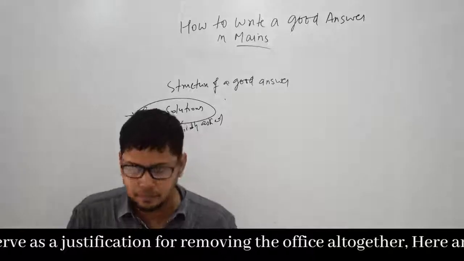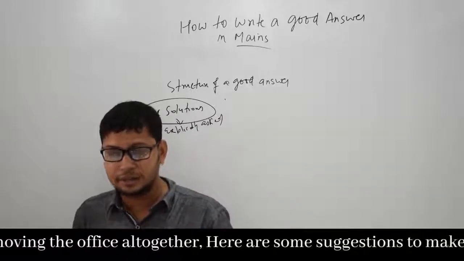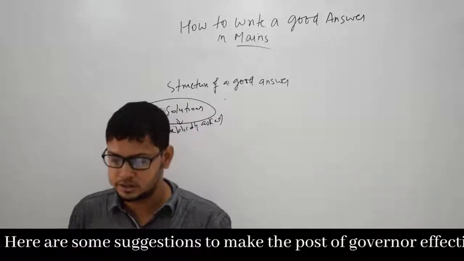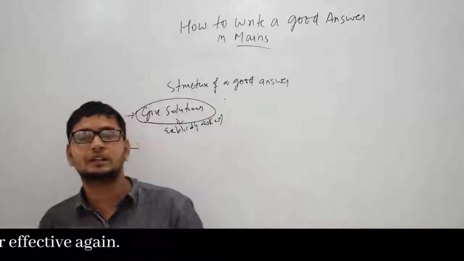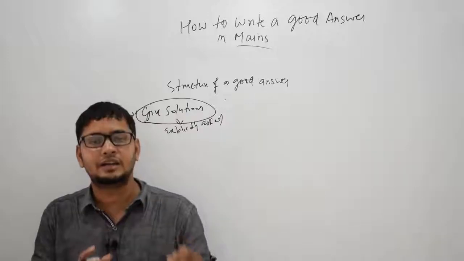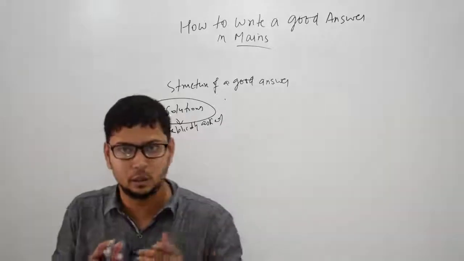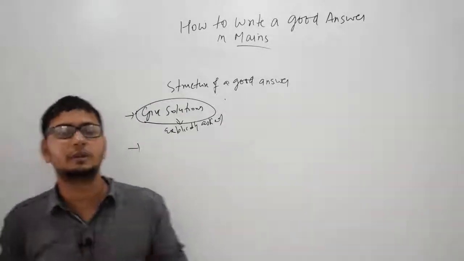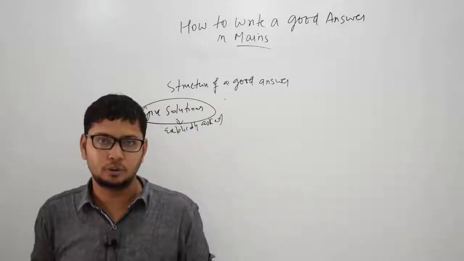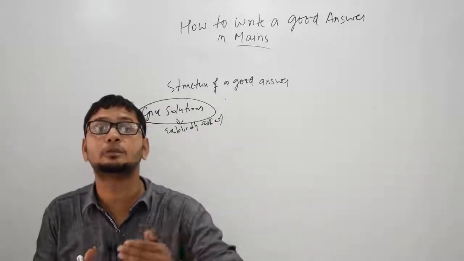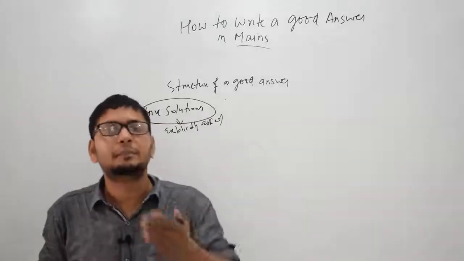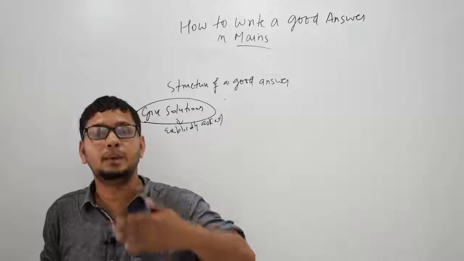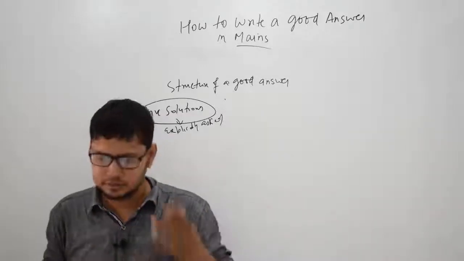Yes, there are some problems, but here are some suggestions which can make the post of governor work again. So you can have a balanced approach: criticize that yes, he is not functioning well, but that is not the solution, because misuse can be done of any post. So you should focus on a problem-solving approach, that yes, there is a problem, but it can be rectified by implementing these measures.